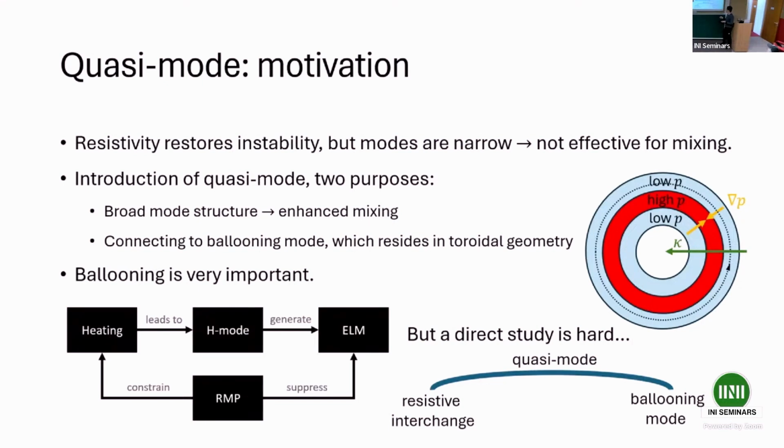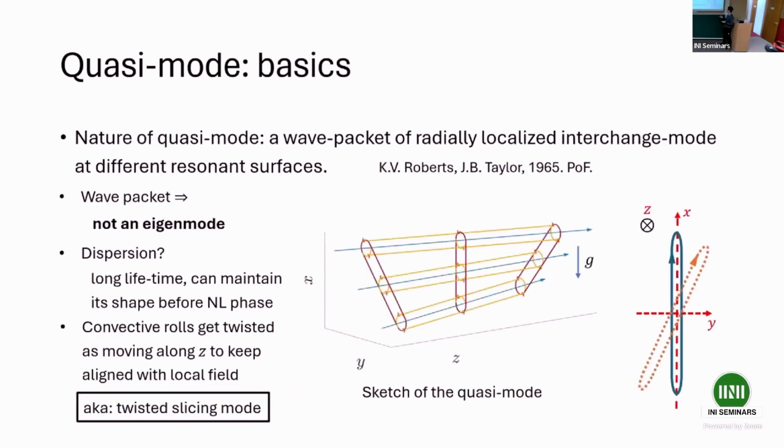So if we study the quasi-mode first, we can get some useful physical insights for studying the ballooning mode. Here is the quasi-mode. It's the basic of the quasi-mode. As I said, it's just a wave packet, a radially localized interchange mode, as shown in this picture.